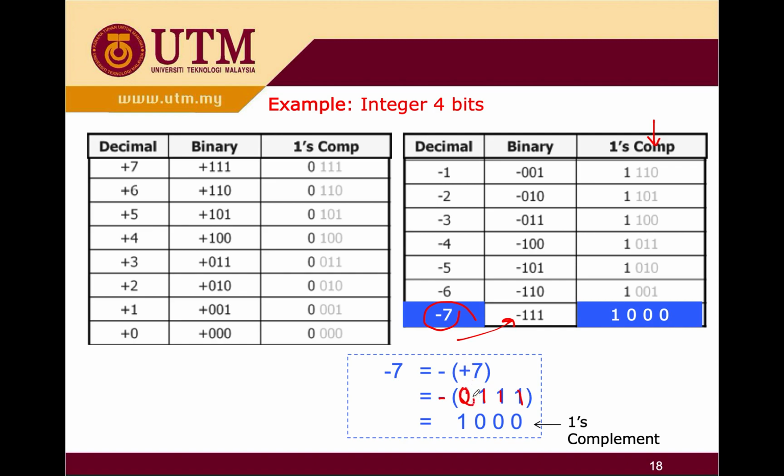This one is for the bit, if you can see over here. What you're going to do is directly change everything. If it is 1, it will become 0; 1 becomes 0; 1 becomes 0; and 0 will become 1.